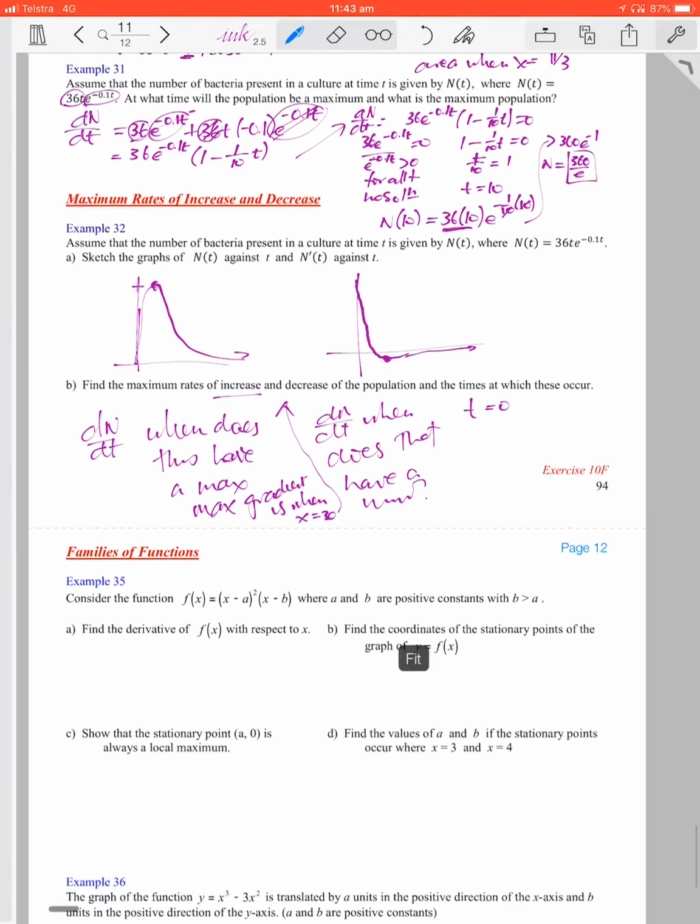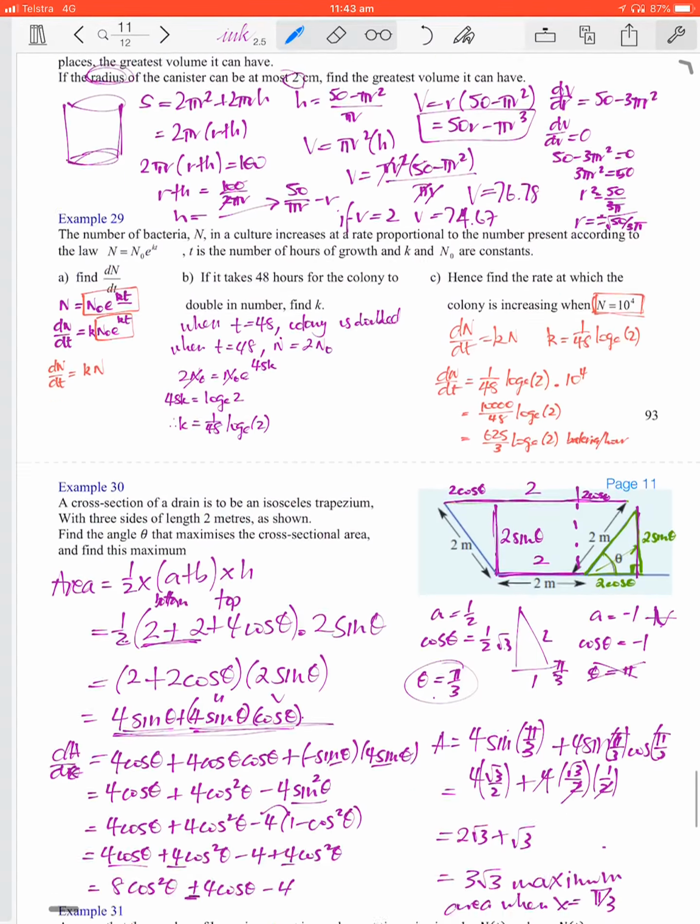Okay, so that chapter is over with. Thank God, it's a long chapter. Lots of questions.